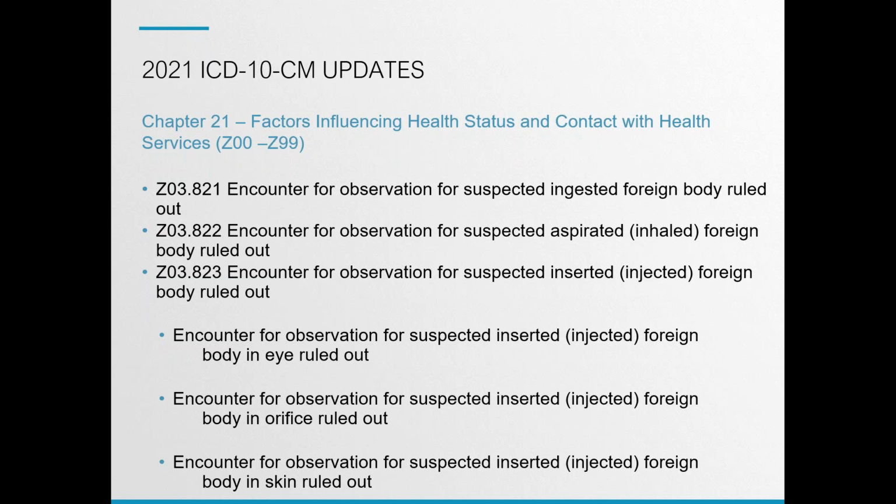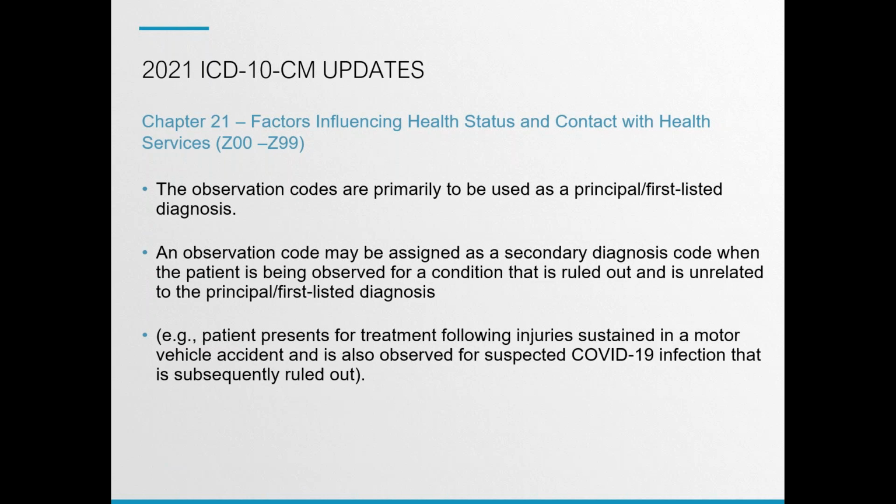So this language creates a second exception to the rule that observation codes are primary, and the guidelines state an observation code may be assigned as a secondary diagnosis code when the patient is being observed for a condition that is ruled out and unrelated to the principal first listed diagnosis. For example, a patient might present for treatment following injuries sustained in a car accident, but they could also be observed for suspected COVID-19 infection that was subsequently ruled out. And this slide lists the guidelines and the example that we just discussed.